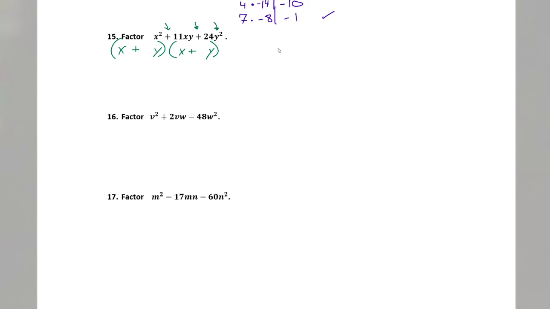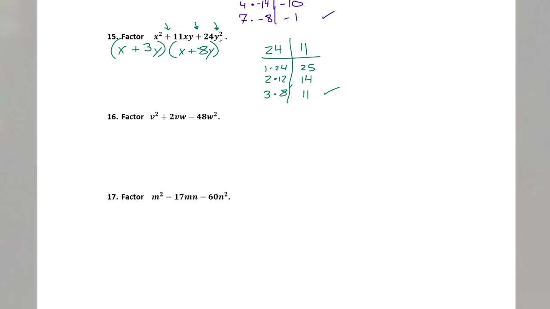Right, so we're looking for factors of 24 that add up to be 11. So factors of 24, we have 1 times 24. You add those together, you get 25. 2 times 12, you add those together, you get 14. And then you got 3 times 8, add those together, and you get 11. Here are our factors. So we'll have x plus 3y, x plus 8y.